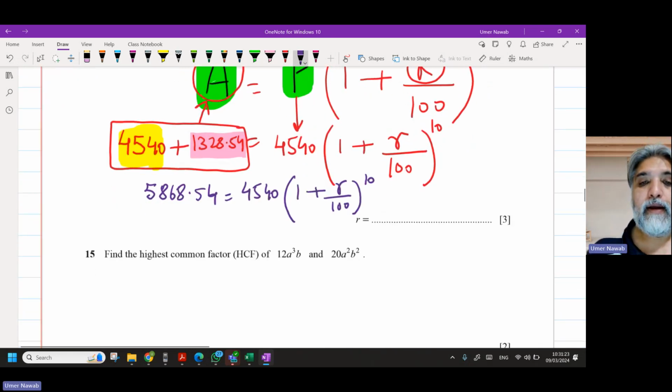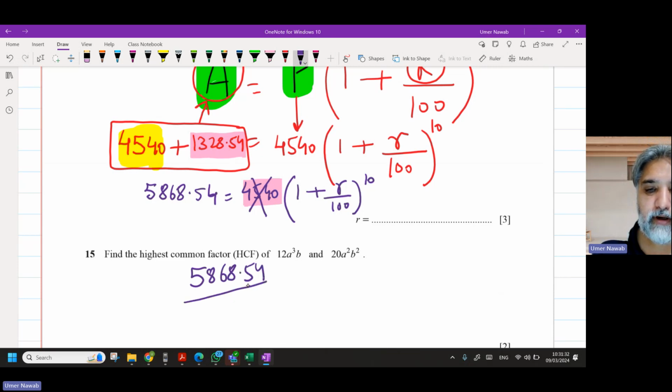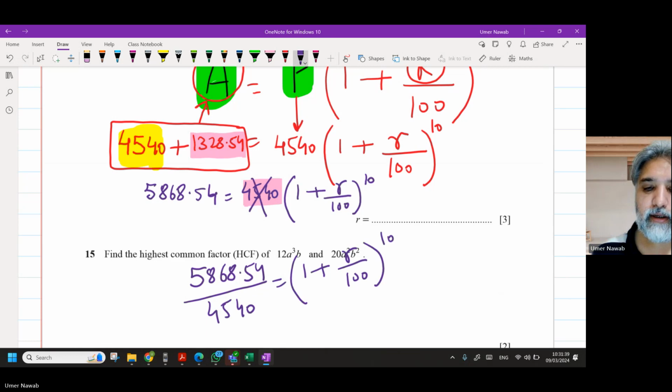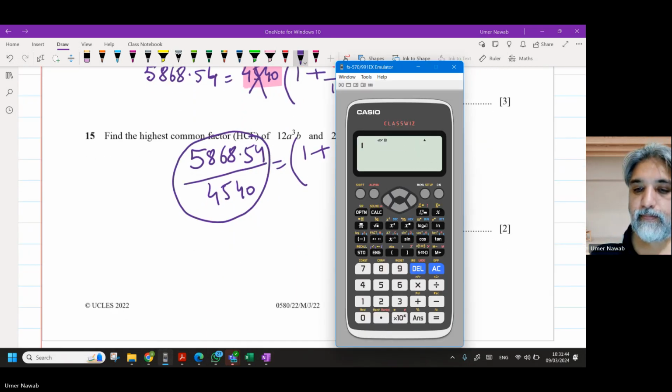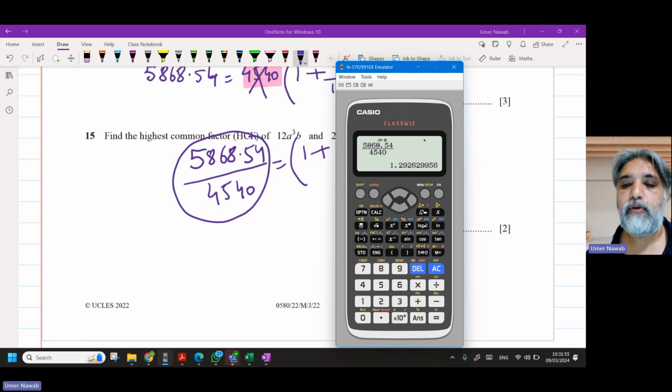Now, this 4540 is multiplying here. Can I send it to the other side? So 5868.54 divided by 4540 is equal to 1 plus r over 100 raised to the power 10. Can I simplify it, guys? So 5868.54 divided by 4540. My answer is 1.2926.